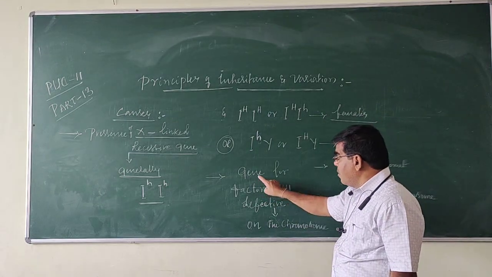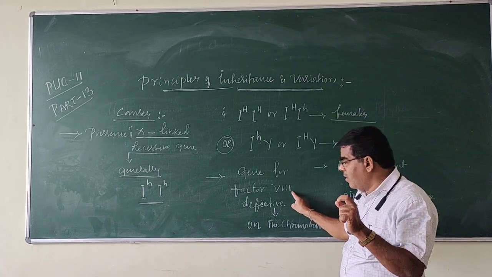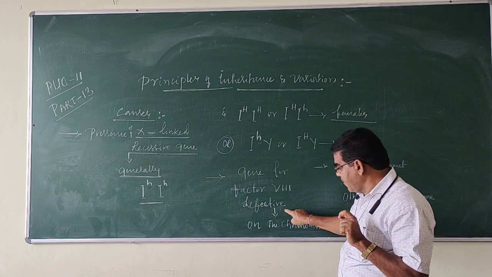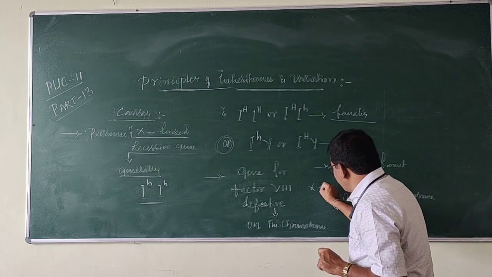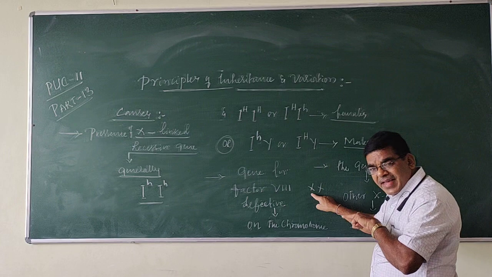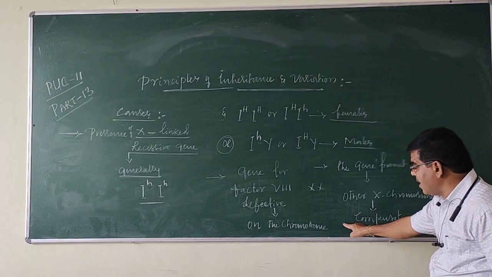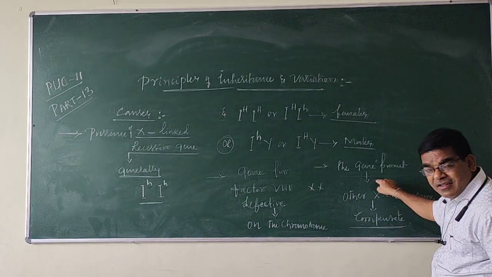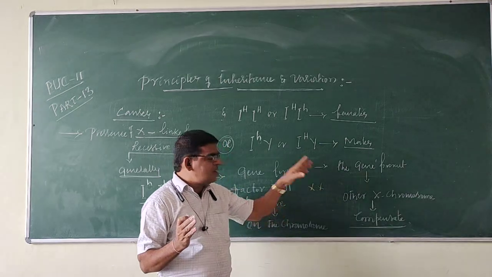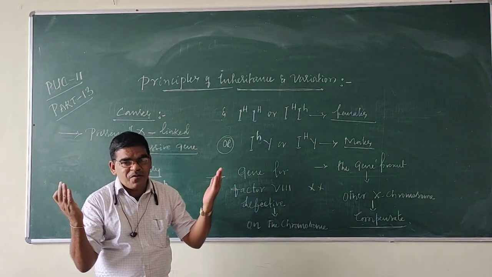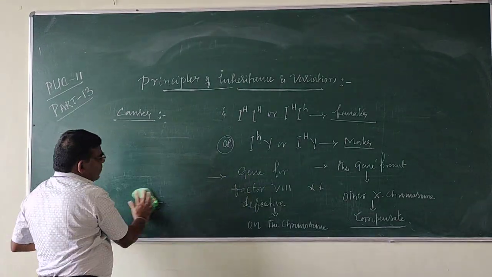See, in females, suppose the gene for factor 8 is defective on one chromosome. On the other chromosome, the gene is present. This defective gene is compensated by the gene present on the other chromosome. So the gene for factor 8 on the other chromosome will compensate. That's why a female does not express hemophilia.